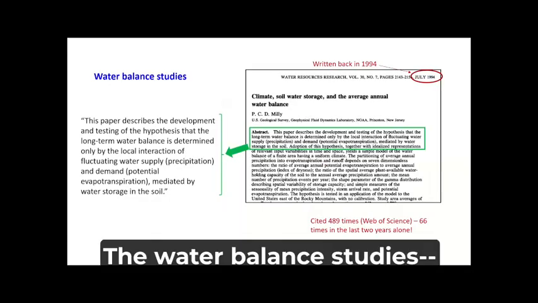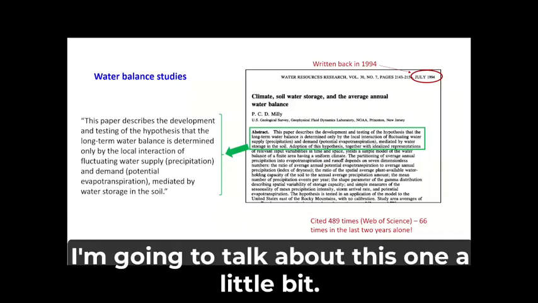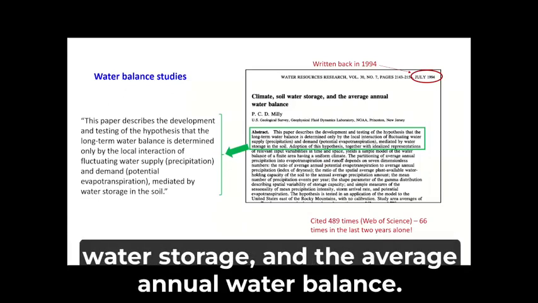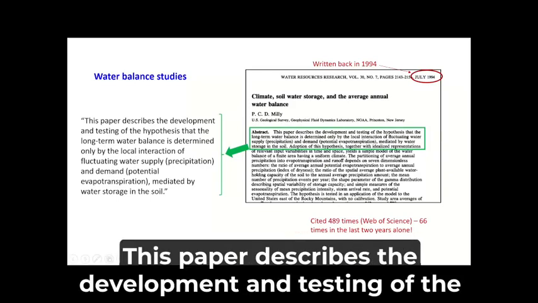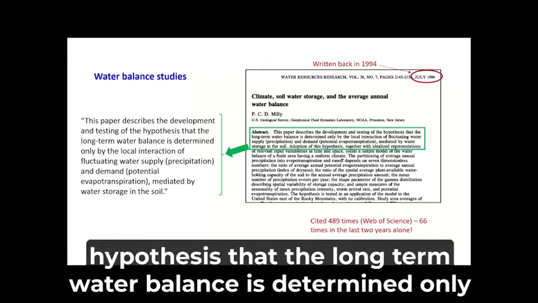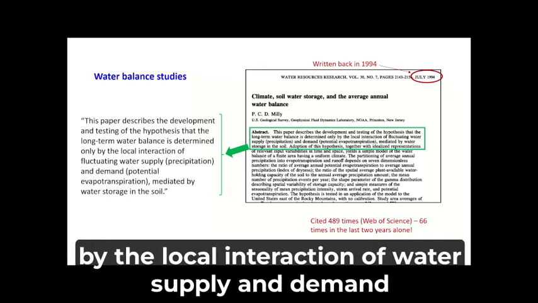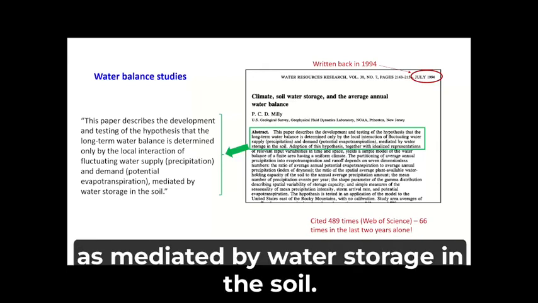The water balance studies, I'm going to talk about this one a little bit. This paper, Climate, Soil, Water Storage, and the Average Annual Water Balance. And I'll just read this. This paper describes the development and testing of the hypothesis that the long-term water balance is determined only by the local interaction of water supply and demand, as mediated by water storage in the soil.